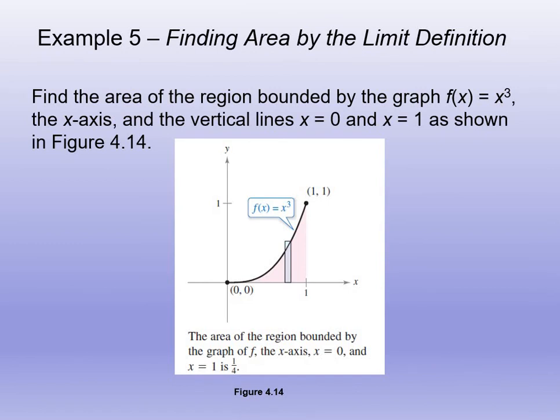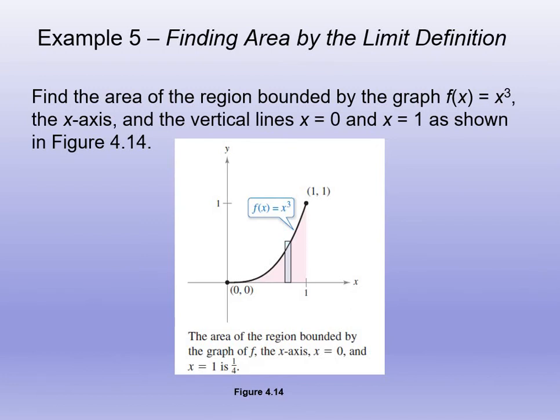Sorry, I had to pause the video for a second and move that down so you can actually see it. So I'm going to reread this to you. It says, find the area of the region bounded by the graph of f of x equals x cubed, the x-axis and the vertical lines x equals 0 and x equals 1. So it's shown here below. We have the graph of f of x equals x cubed. Obviously, we're not showing the entire graph. We're only showing the portion of the graph from 0 to 1.